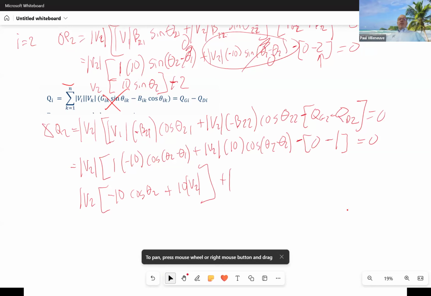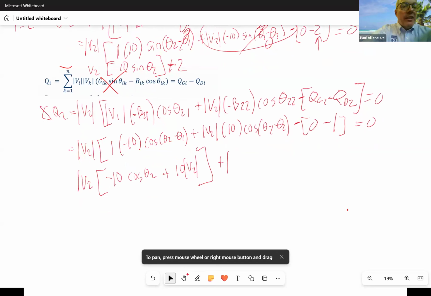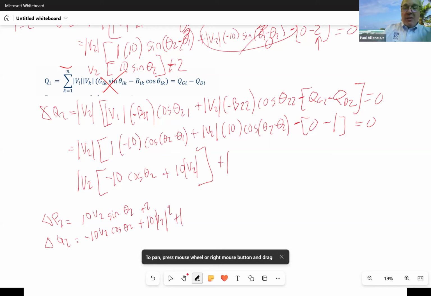So we have two power balance equations that are not that complicated. Our final one for delta P2, just kind of writing it here, cleaning it up: 10 V2 sine theta 2 plus 2. Delta Q2: let's see, I have negative 10 V2 cosine theta 2 plus 10 V2 magnitude squared plus 1. Those are our two power balance equations.